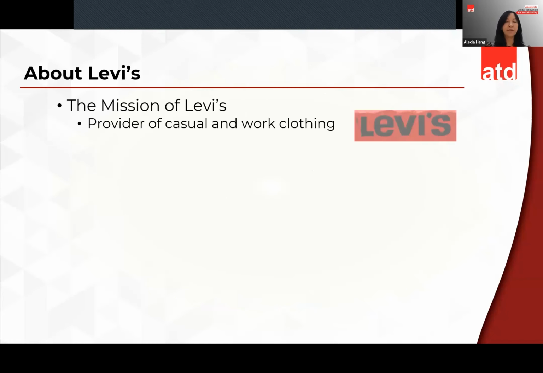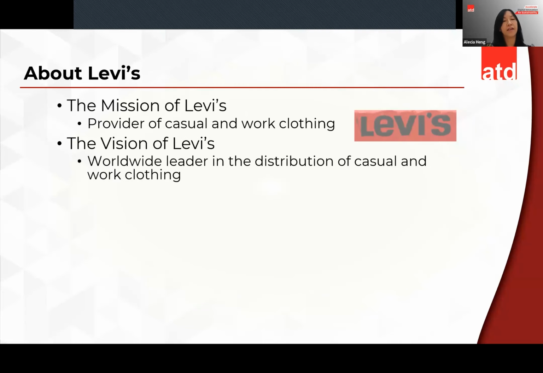Let me give you an example of what we learned during the class itself. In this class, we have about 15 workshops with various case studies. One of the case studies that we discussed is Levi's. I think everybody knows what Levi's is. Levi's is famous for their jeans. Their mission is to provide casual and work clothing, and their vision is to become a worldwide leader in the distribution of casual and work clothing.